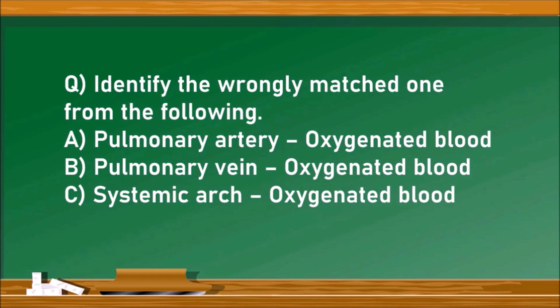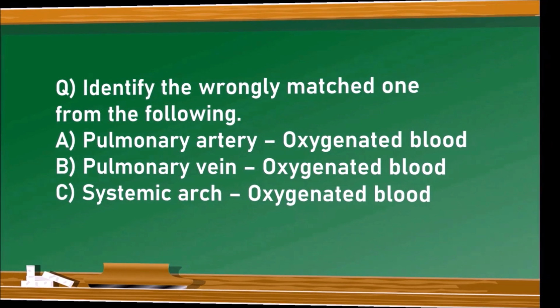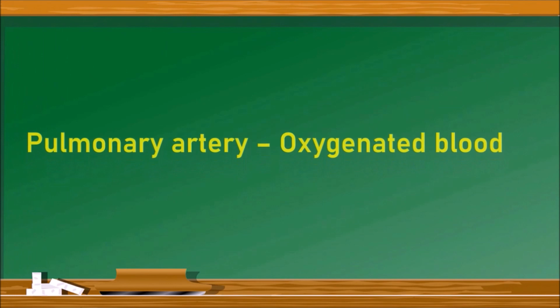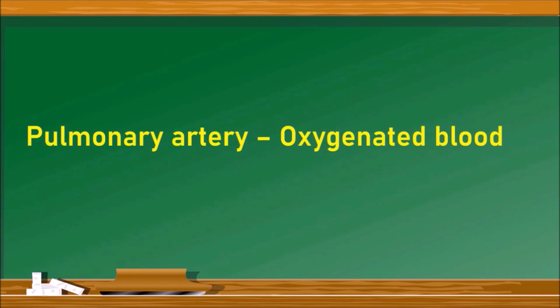When it comes to A, pulmonary artery. In general, arteries carry oxygenated blood, but the pulmonary artery which carries deoxygenated blood from right ventricle transports the deoxygenated blood to the lungs. Hence, the wrong pair is pulmonary artery, oxygenated blood. This is the wrongly matched one.